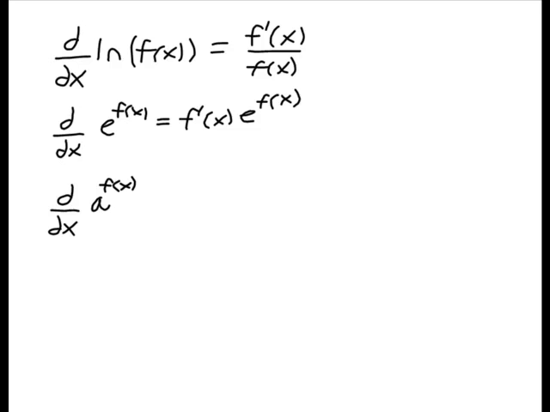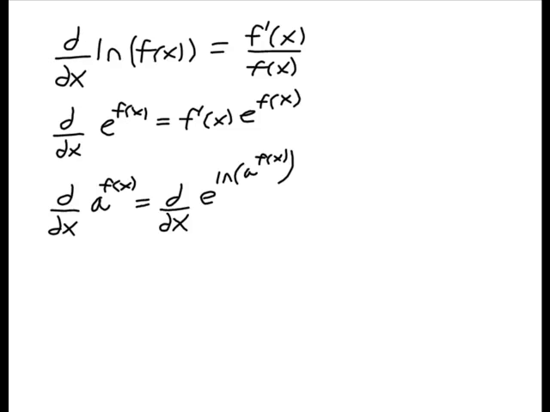And to do this we're going to use our base e exponential, but we can rewrite this. Instead of a to the f of x, it will be e raised to the natural log of a to the f of x. Because e to the natural log, the inverse properties cancel and you're left with simply a to the f of x. So these two things are equivalent.